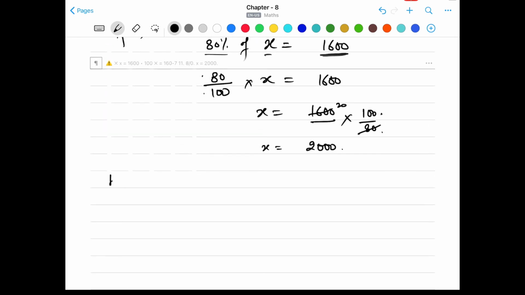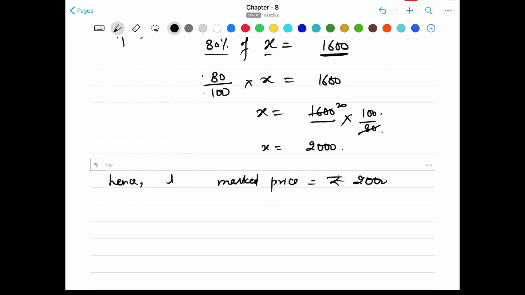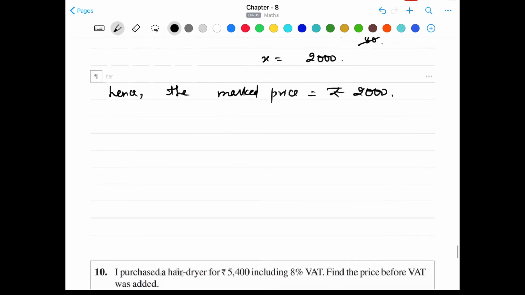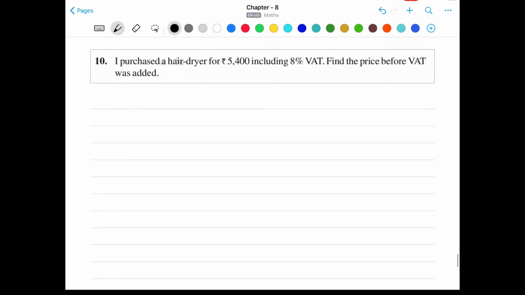the marked price will be, hence the marked price is rupees 2000. So that's the answer for question number 9. Now move to question number 10.